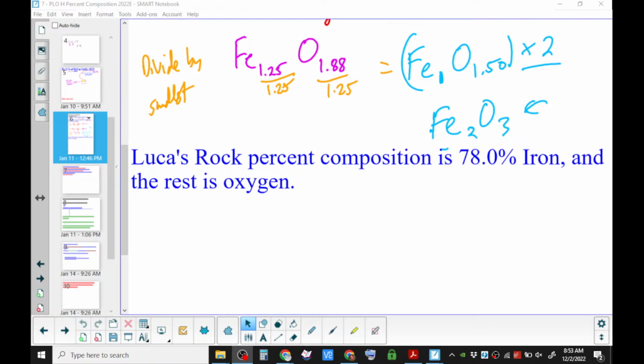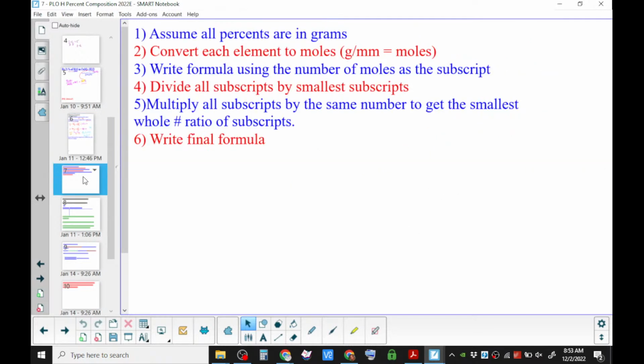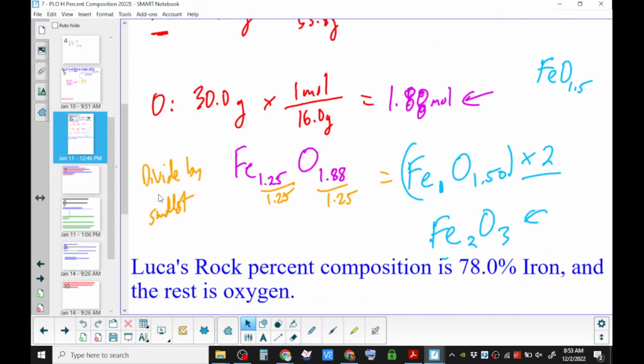Okay. What we did last day, the instructions are written on the next page. Assuming all percents are in grams, convert each element to moles. Write the formula using the number of moles as a subscript, divide it all by the smallest so that you have those instructions. Because I know sometimes these explanations, we did it, but it's handy to have a written reference.